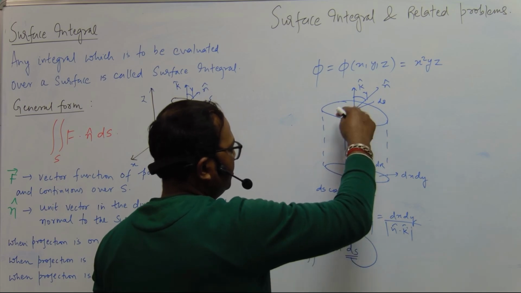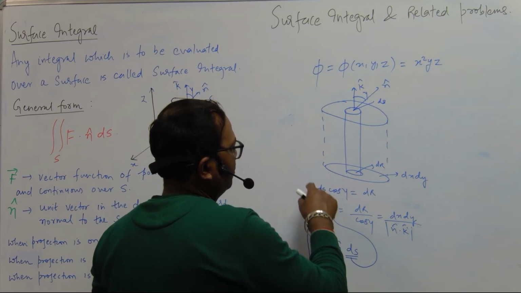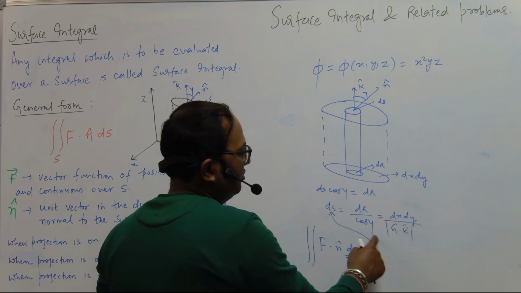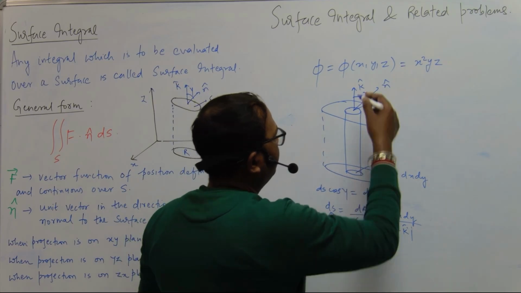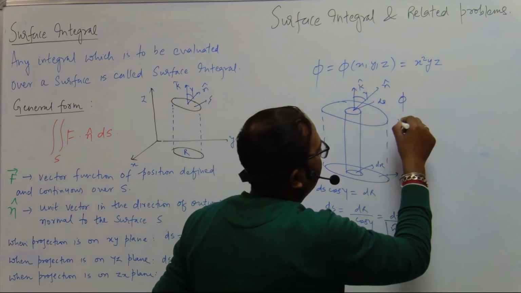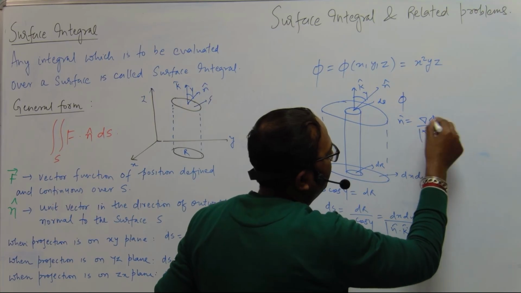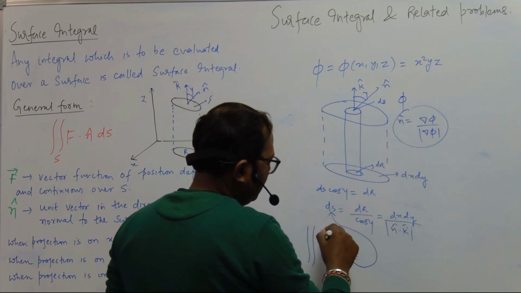So we take the projection of ds on any of the planes based on the type of question. Suppose we are taking the projection on the xy plane, then ds is dx dy upon cos gamma. So this is our projection. How can we find n cap? Suppose the function is phi. Then n cap will be del phi upon mod of del phi, the gradient of phi upon the mod of the gradient of phi. So this is the value of n cap, and phi is already given.